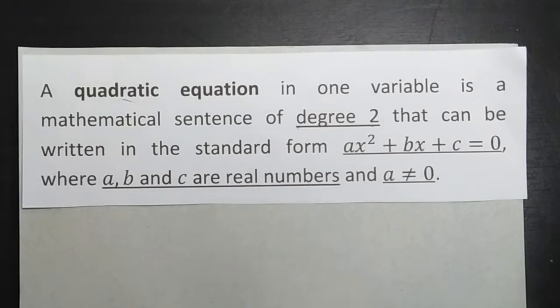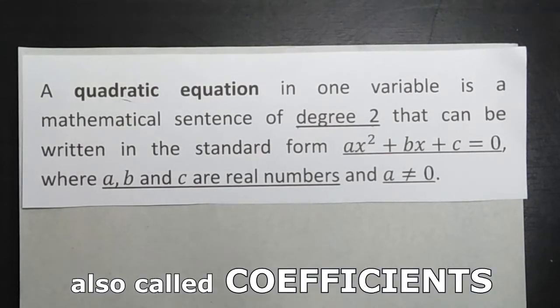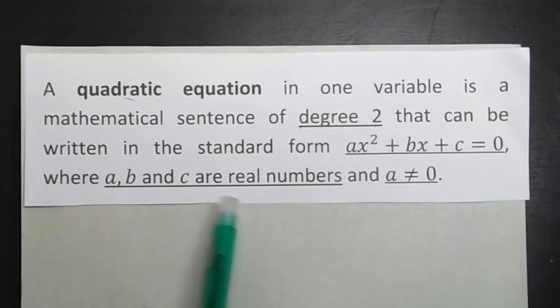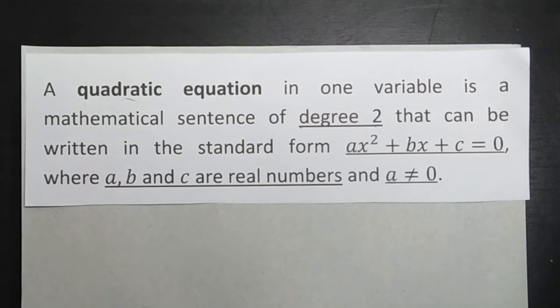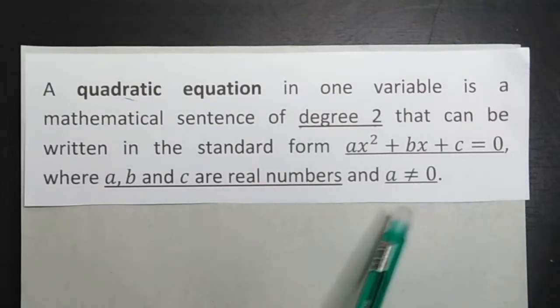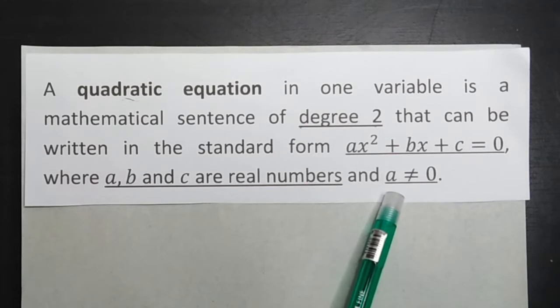Now, a, b, and c sometimes are called coefficients. So, these coefficients are real numbers, which means pwede siyang maging irrational number, pwede siyang maging rational number. So, what are these numbers? It could be a fraction, it could be in decimal form, and pwedeng maging positive and negative number. Now, kasali rin sa real number ang 0. So, ibig sabihin, yung mga coefficients natin pwedeng maging 0, but except for letter a, for coefficient a.